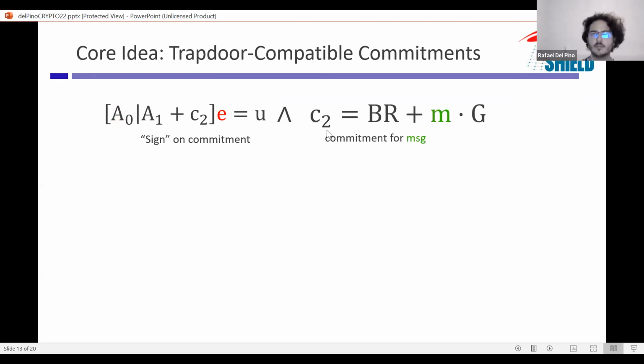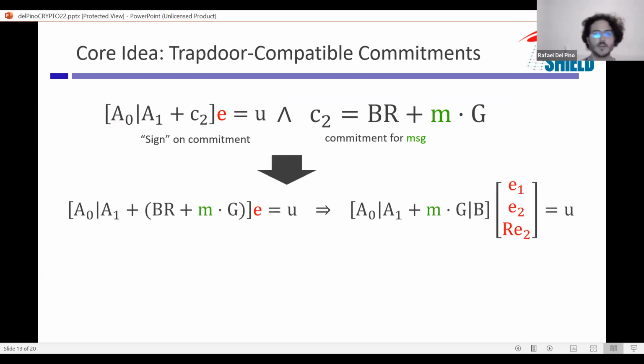So remember that C2 is equal to B times the randomness plus M times the gadget matrix G. Now, what if we replace this in this matrix? Well, we can note that this is nearly an ABB signature because we have A0, we have A1, M times G and e, and just B times R that bothers us. But apart from that, we have an ABB signature. And what is really nice is that B is public, so we can just move it to the public matrix and say that it's part of the signing matrix. In fact, when using an ABB signature, we can append anything at the right, and we still have a valid signature. So we don't care, we can just move B to the public matrix.